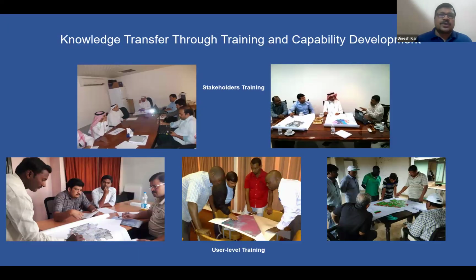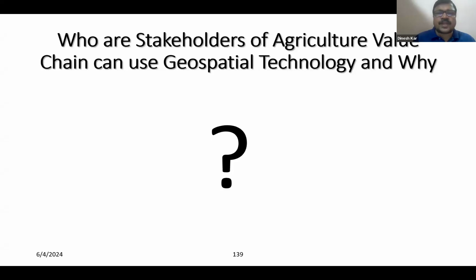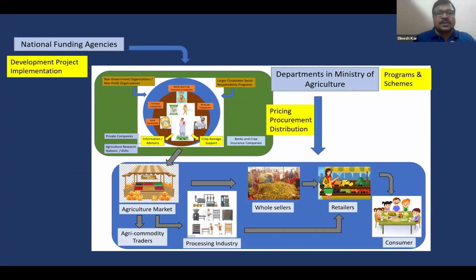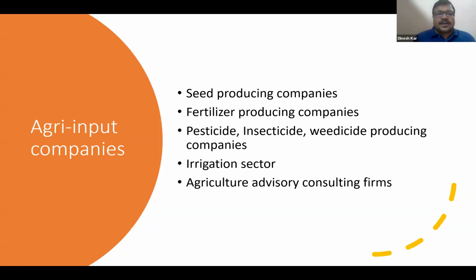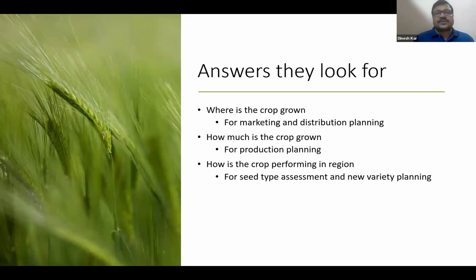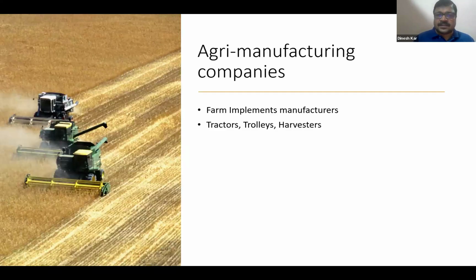Now I just come to an end of my presentation. Everything has to be through knowledge transfer, through training and capacity building or capability development. And yeah, this is what I mentioned, that all the stakeholders in our agriculture value chain are using this technology for their effective decision making. And these are some of the slides which will tell you what they are looking for, questions and answers that can be answered by remote sensing and GIS technique.